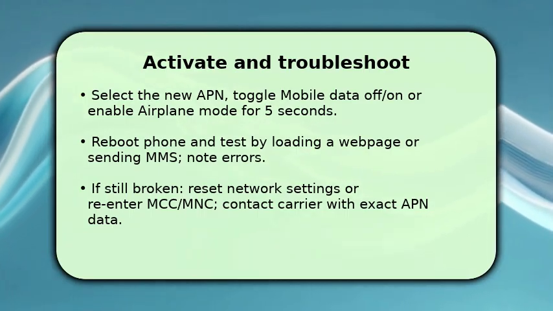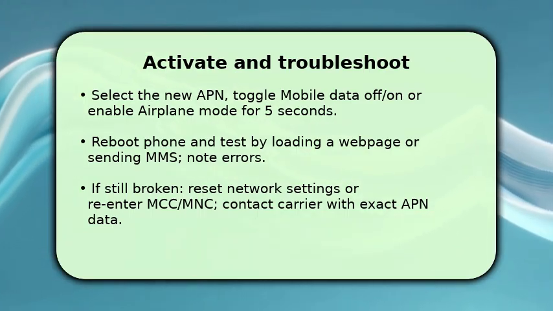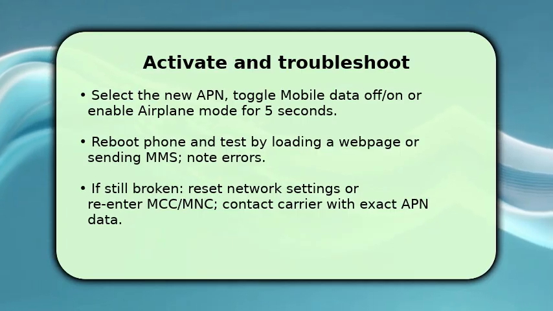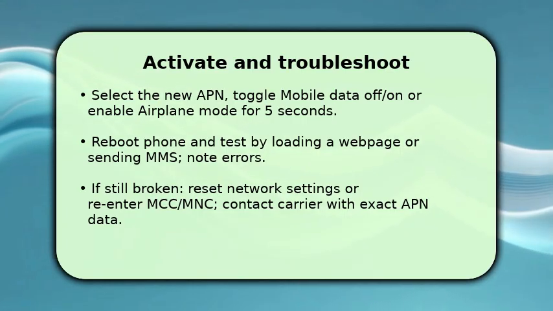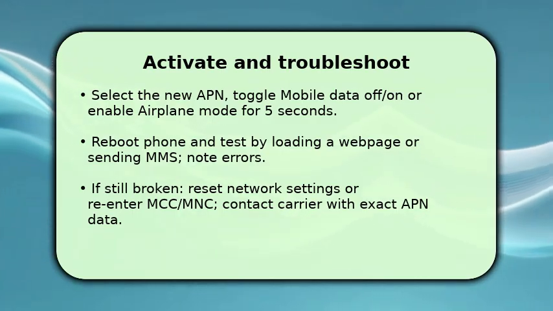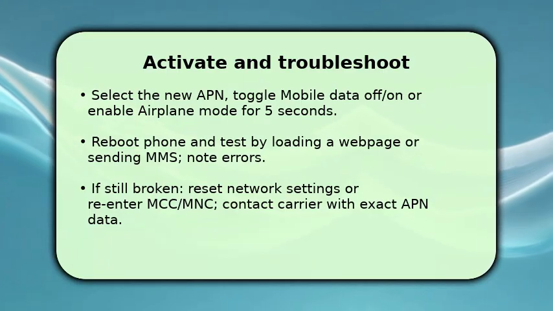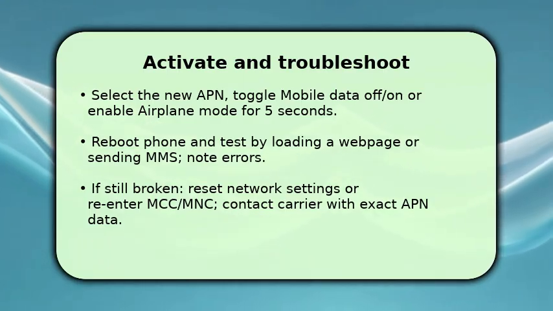If problems persist, reset network settings or re-enter MCC/MNC and check for stray spaces. These common typos block connection. If none of that helps, contact your carrier and read aloud the APN fields so they can confirm the official values.